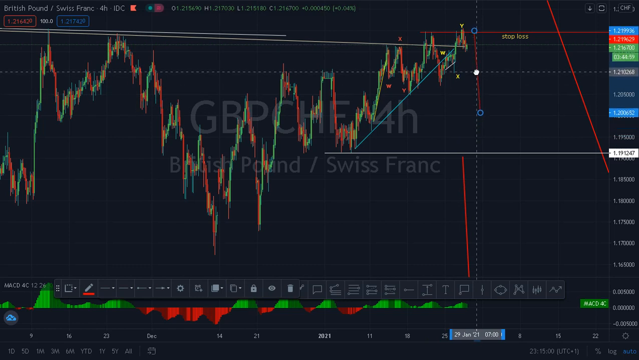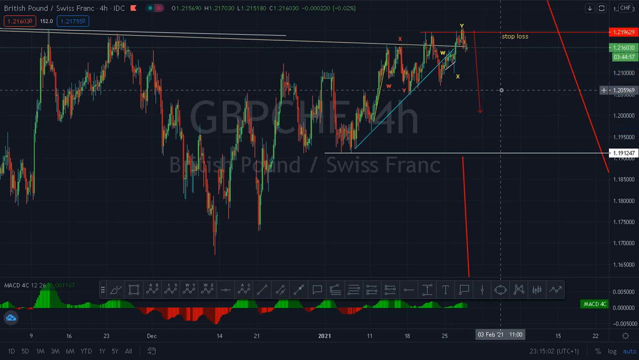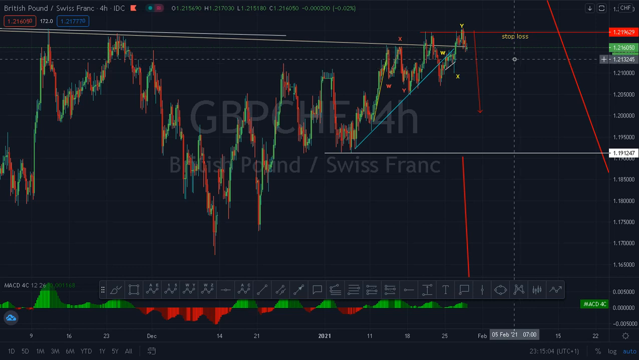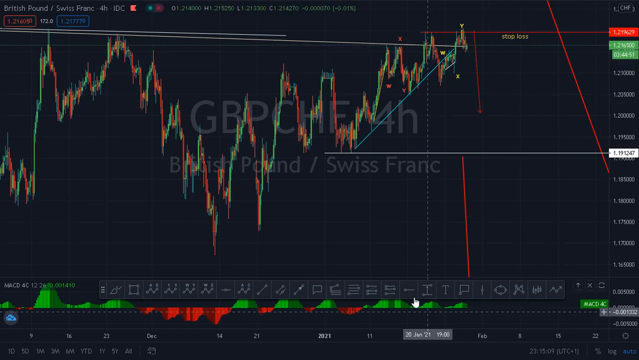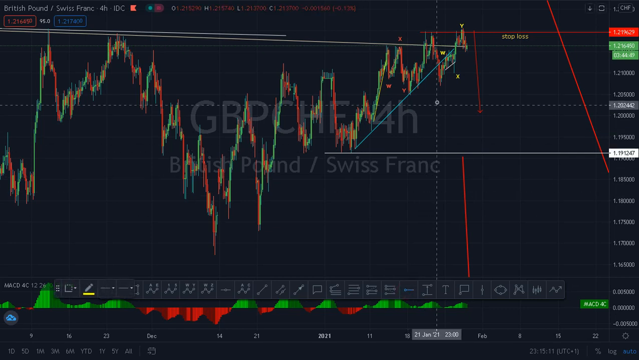Just like I said concerning pounds yen, my sell stop will be here. This is where I place my sell stop.